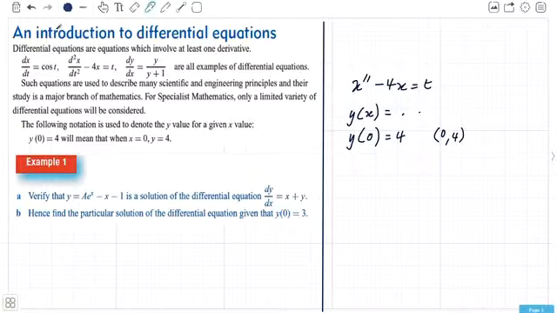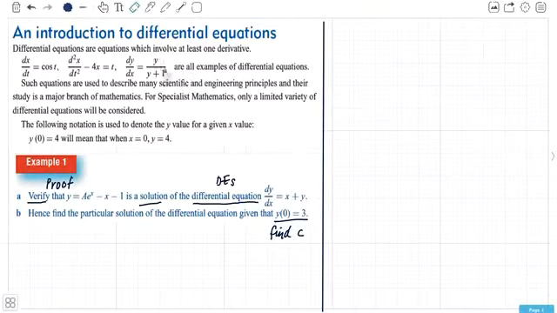So the first thing we're going to look at here is how to verify a solution. Now the word verify means essentially to prove that a given solution, y equals, and here we've got the solution, is actually a solution of the differential equation. We tend to talk about differential equations as DEs, by the way, so often I'll just talk about a DE, which means differential equation. And hence find the particular solution of the differential equation given y(0) equals 3. Now, we'd be given a condition like this because we're going to need to find c, and that's our constant of integration. So that's the reason we'd be given a condition.